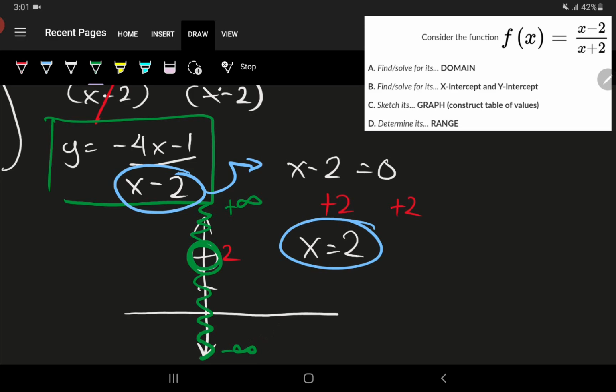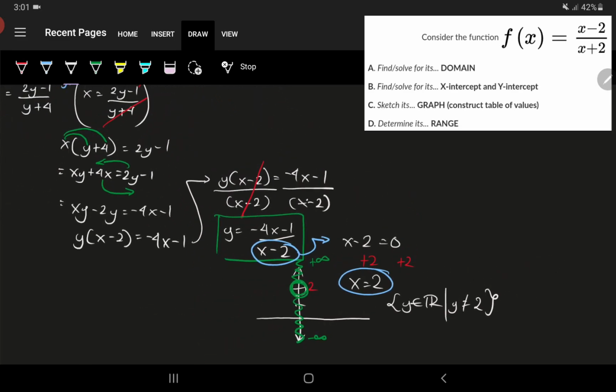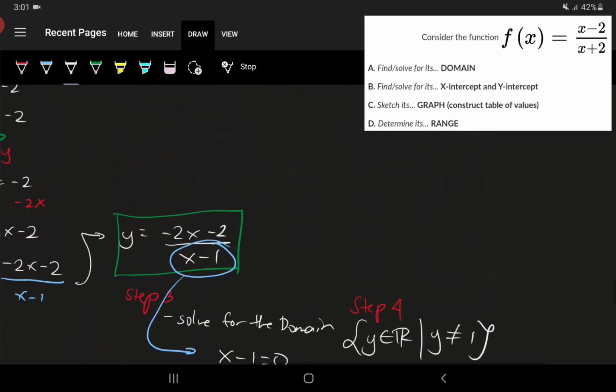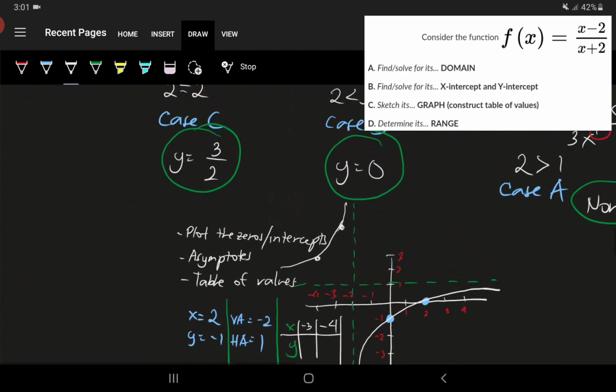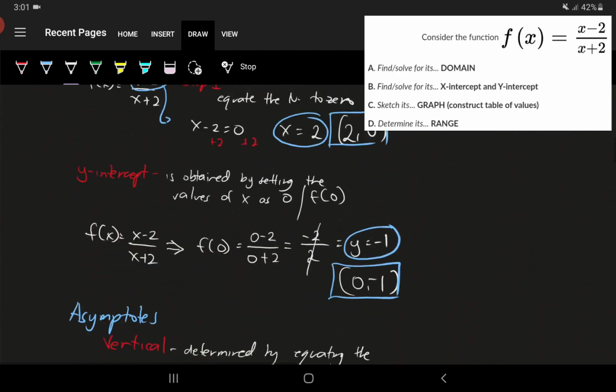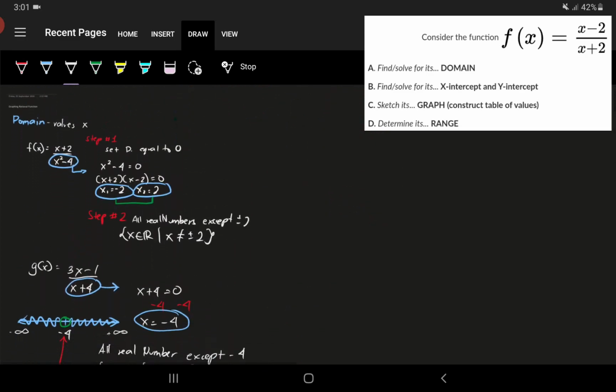So that means if you want to write the range, these are the values of y that are elements of the real numbers wherein y is not equal to 2. It cannot be equal to 2. Alright, so that's it. That's the entire concept, dear students, of this topic, which is graphing rational functions. We have this different set of reviews, or review of important concepts, before we graph. Okay? So thank you so much, and God bless everyone.